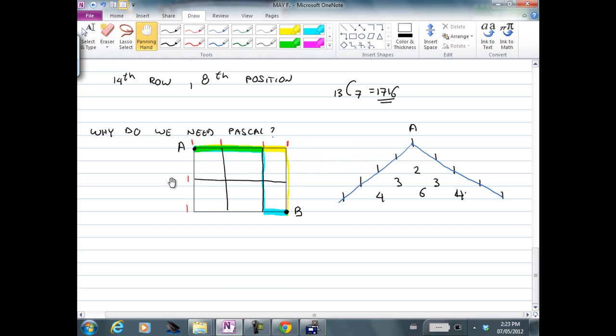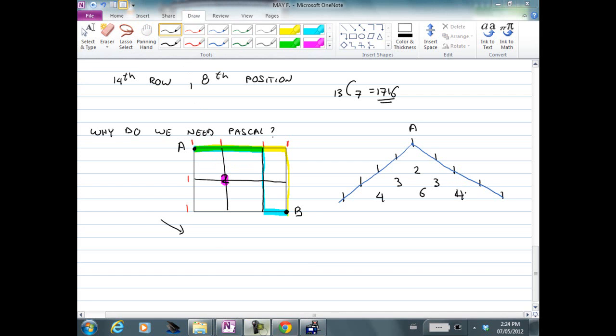So think of the relationship: 1, 1, 1. If I'm going from A to B, what do you think this number is going to be? 2. Because look at how Pascal's triangle works. To get the next bottom number, I add the 2 top numbers together. So to get this corner right here, I add the 2 previous numbers. So this is going to be 2.